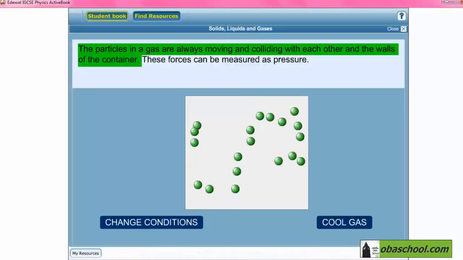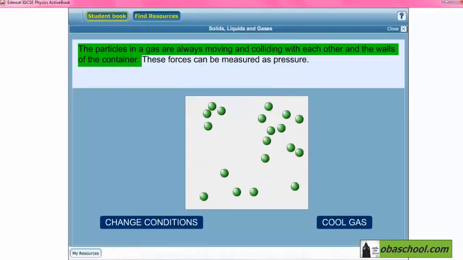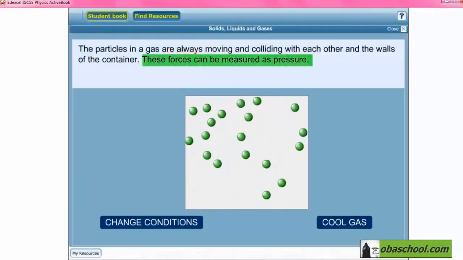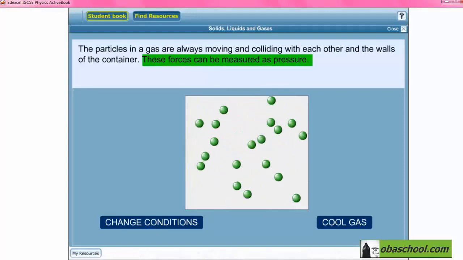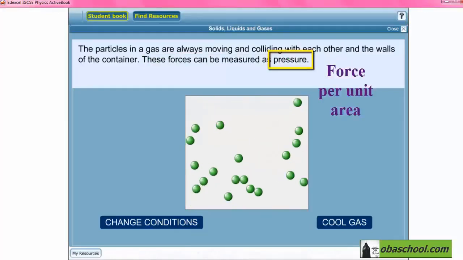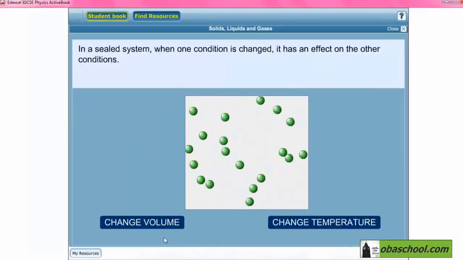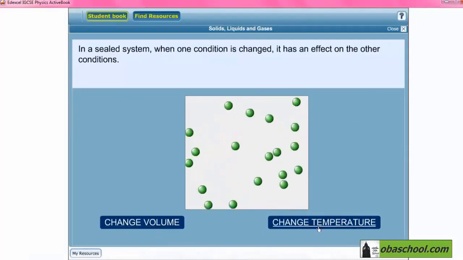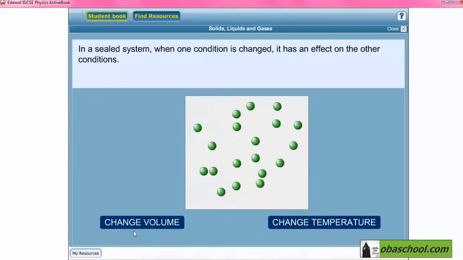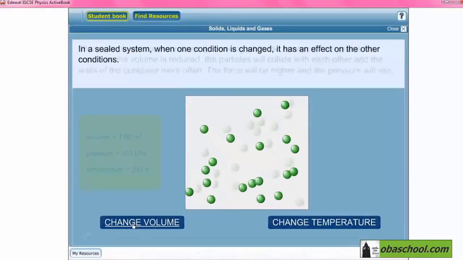The particles in a gas are always moving and colliding with each other and the walls of the container. These forces can be measured as pressure, which is force per unit area. In a sealed system, when one condition is changed, it has an effect on the other conditions.